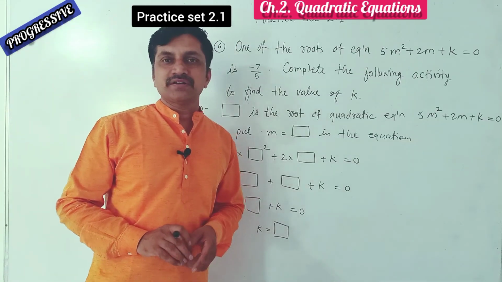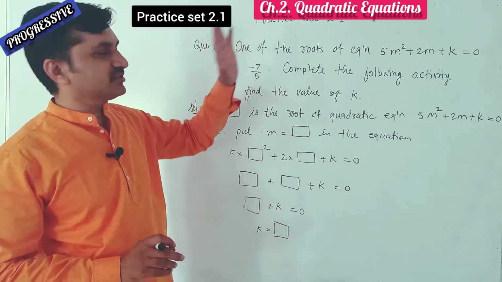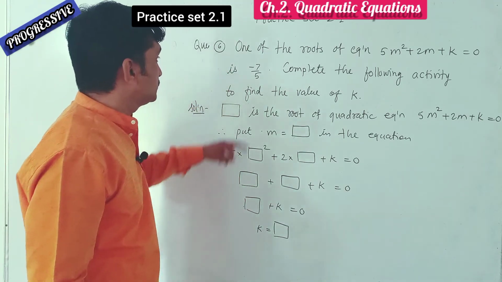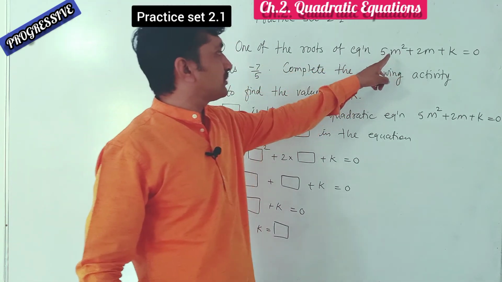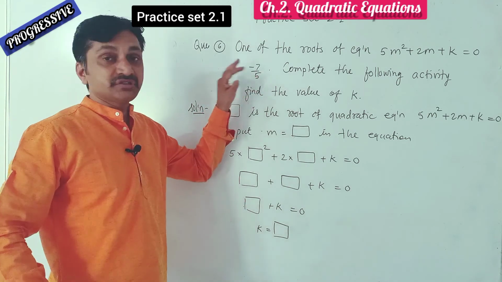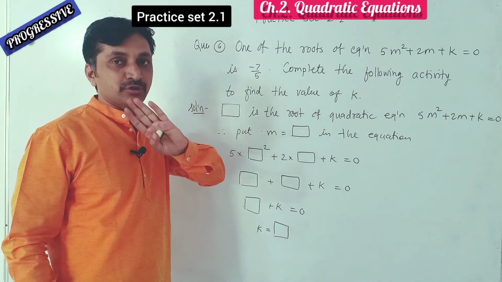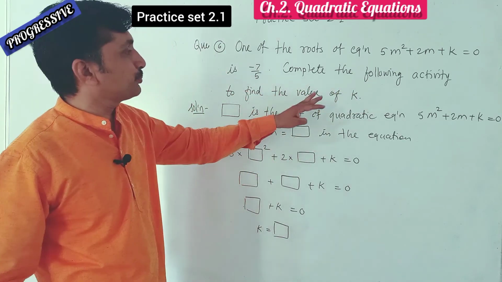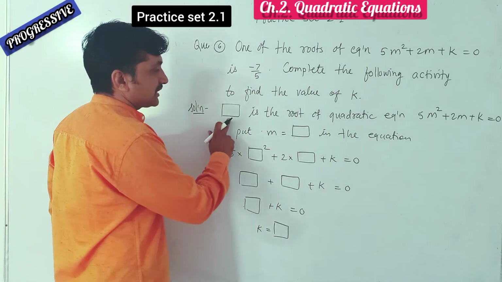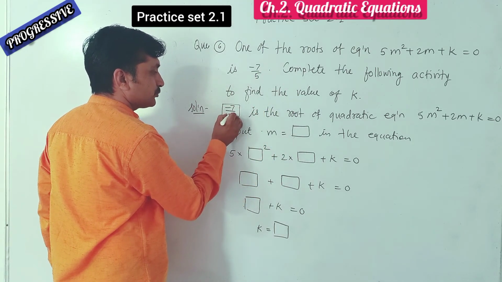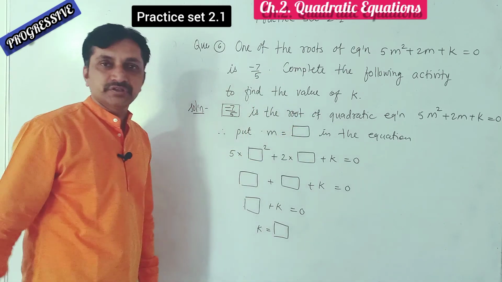Dear friends, now last example number 6 from this practice set 2.1. It is an activity based example and it is very easy. One of the roots of the equation 5m square plus 2m plus k is equal to 0 is minus 7 upon 5, means it is the root. Okay, we are not going to determine, it is the root already given. Complete the following activity and find the value of k. Now here activity, dash is the root. What is the root given here? This one. Then I write here minus 7 upon 5 is the root of this equation.